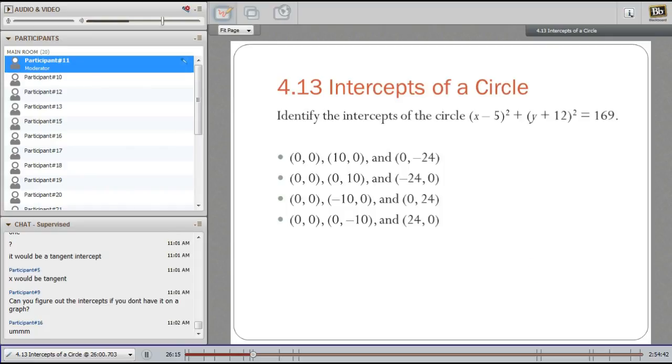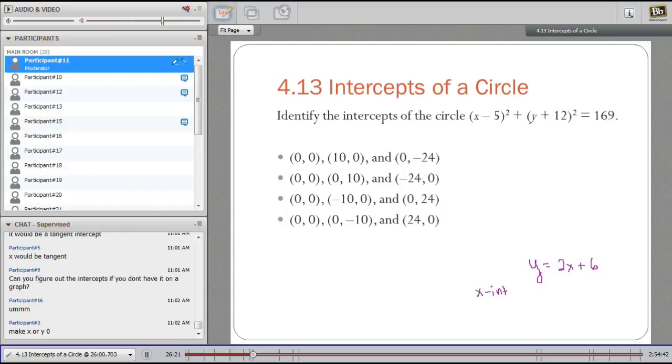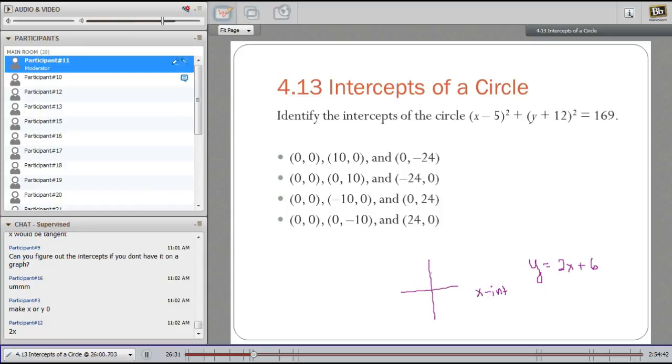So let's say I had y equals 2x plus 6. How would I find the x-intercept? Do you guys remember how to do that? Good, Tristan does. So make either x or y 0. Good. So in this case, and again, just think about what's going on the graph. So if you are trying to find your x-intercept, what is the y value?